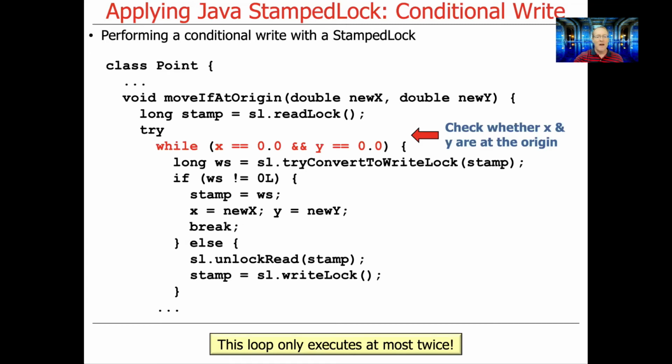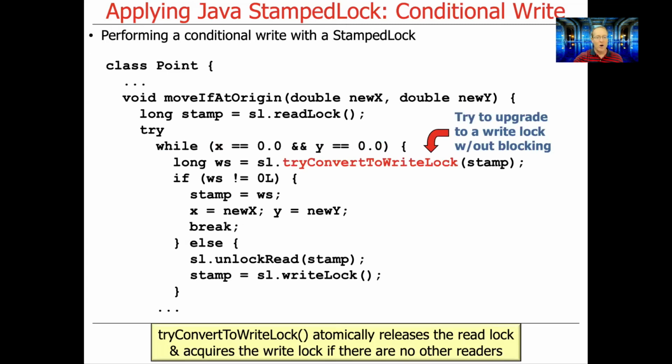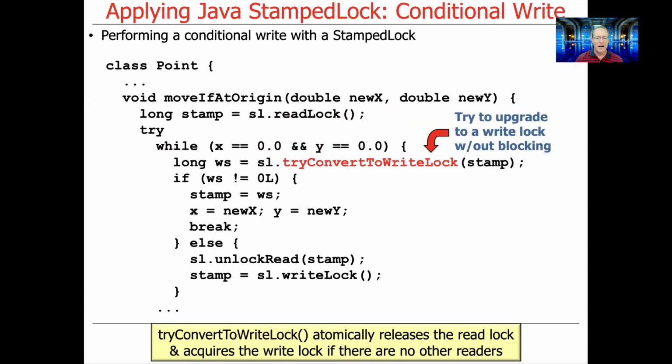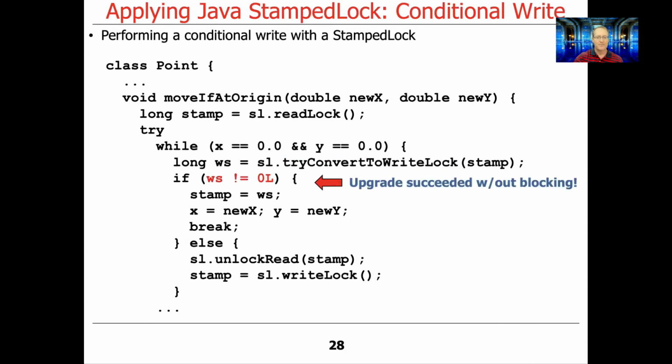So if X and Y are 0, then what we're going to do is try to convert to a write lock, which is going to attempt to atomically upgrade to a write lock without blocking. And what's important to note here is that tryConvertToWriteLock will atomically release the read lock that it holds, because it got the read lock up here. And it will acquire the write lock if and only if there are no other readers at that point.